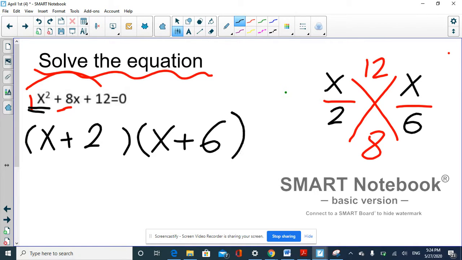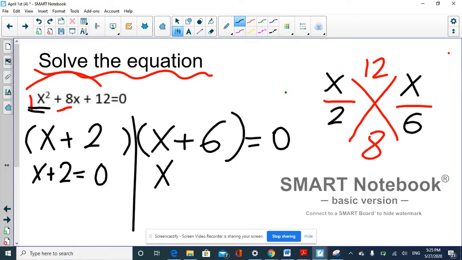This is not the answer. We just factored the equation. Now we have to find the value of x. Okay, we have two factors. If we multiply them, it gives you 0. Then maybe the first one equals 0 or the second equals 0. Okay, solve these two linear equations.